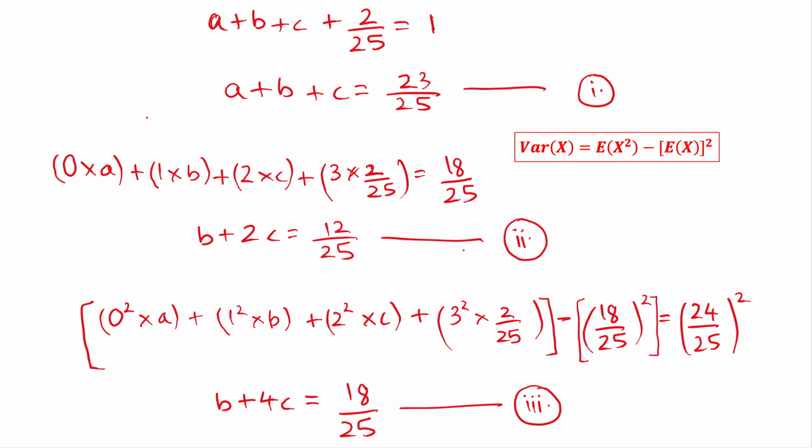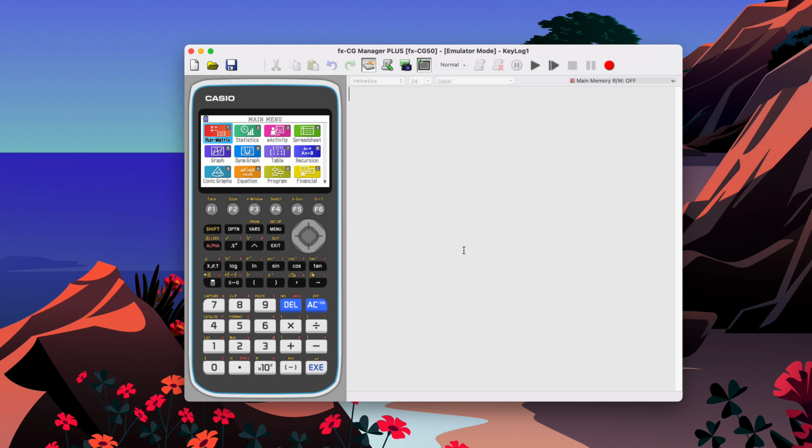So if we go to the calculator, I'm using the FX-CG50 calculator. So we need to go to equation. From here we need to go to simultaneous, number of unknowns 3. And I've already entered the values, so we need to enter the value of the coefficients and what they equal. Now if I click solve, this will give us the answer. Now keep in mind that x corresponds to a, y corresponds to b, and z corresponds to c.